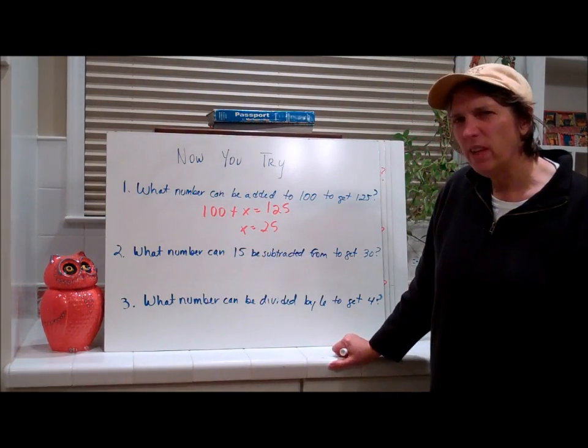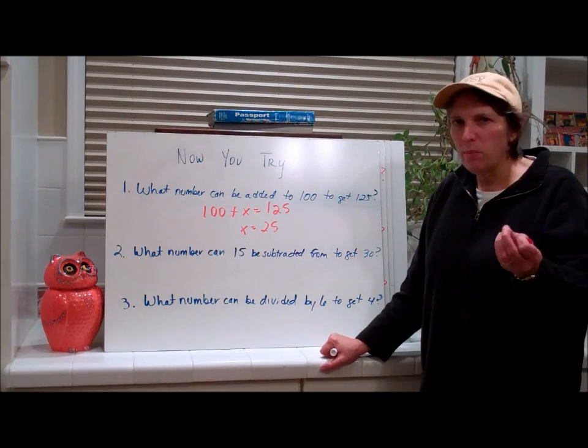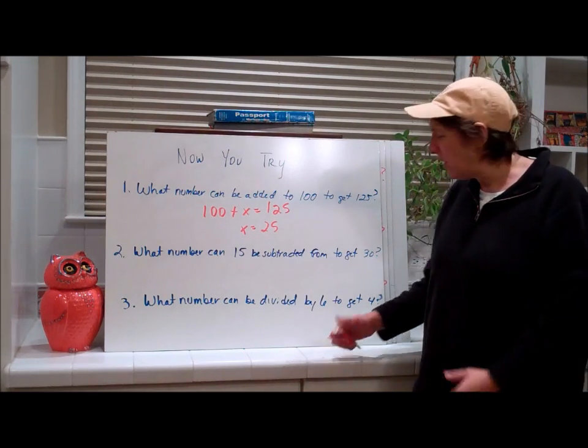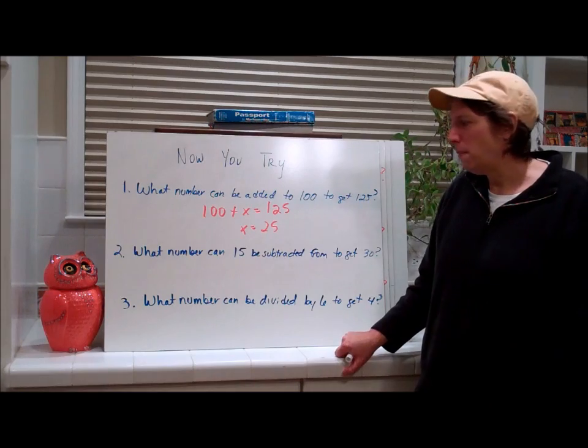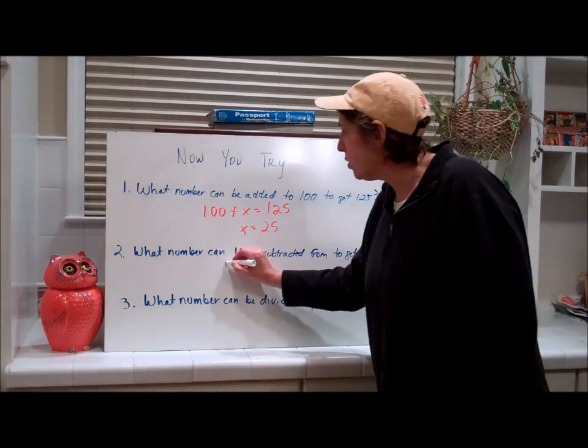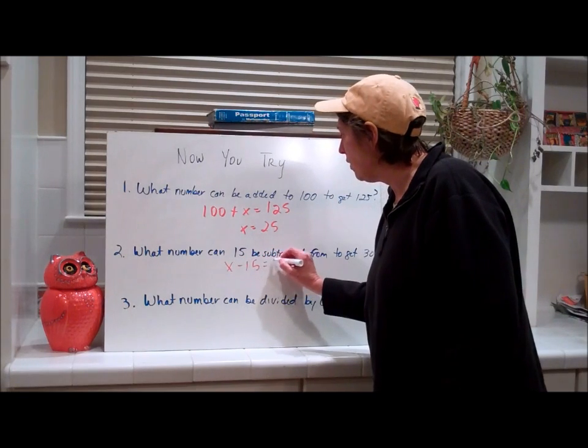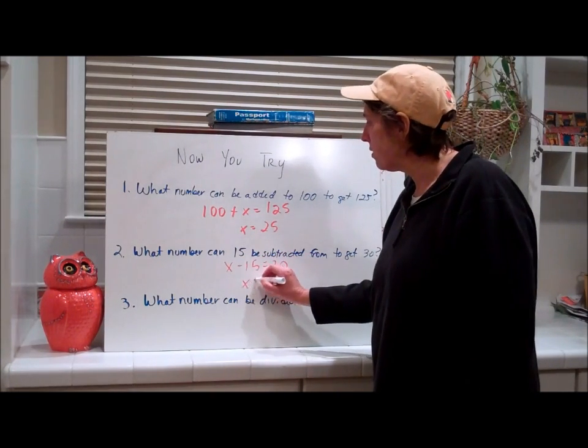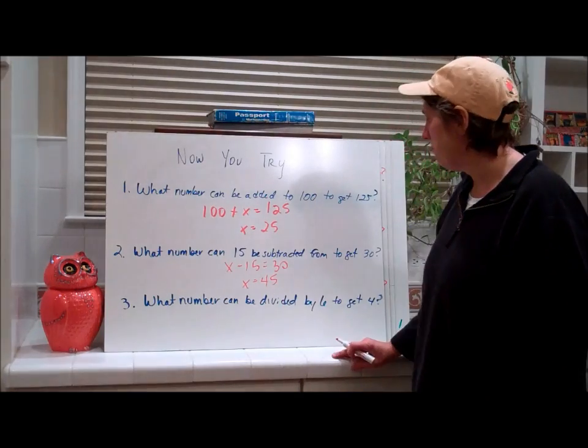This is not 15 minus x. And if you think about that, it doesn't make sense because the answer is 30. So you're subtracting 15 from some number. So you should have gotten x minus 15 equals 30. Well, what is x? You should have gotten 45.